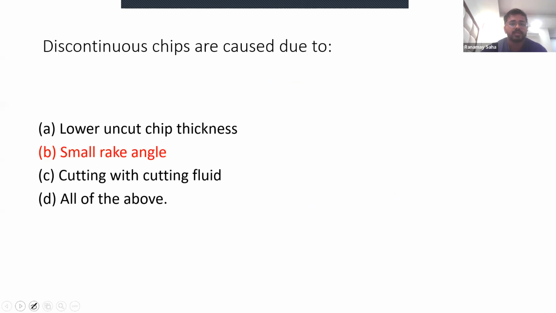Now, this question says that discontinuous chips are caused due to, of course, right now we have discussed that it's a small rake angle. Okay, so there is a rubbing action. Okay, and there is a continuous chip generation that happens in case of a larger rake angle. Okay, that is a sharp tool. Now, these continuous chips are formed in the opposite case. So the small rake angle, option B, should be the correct option here.